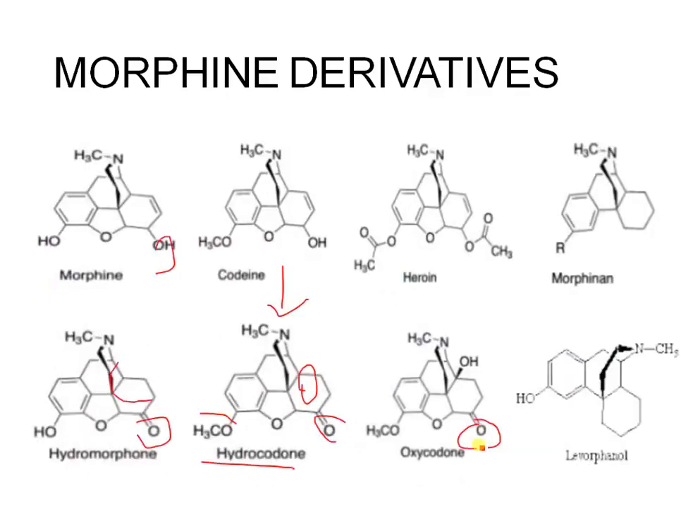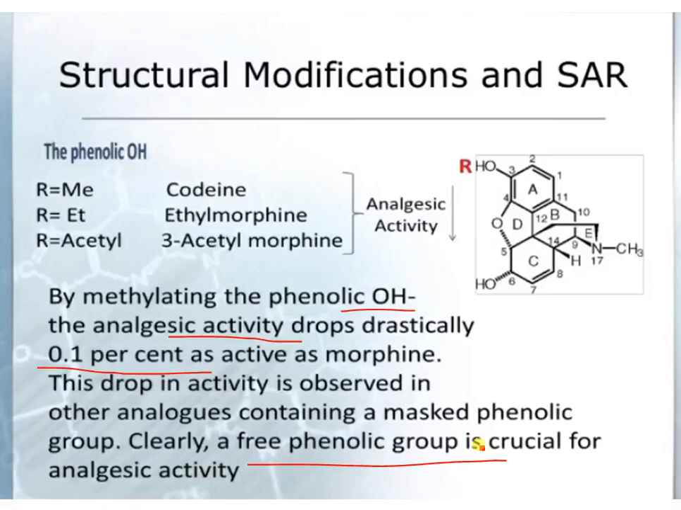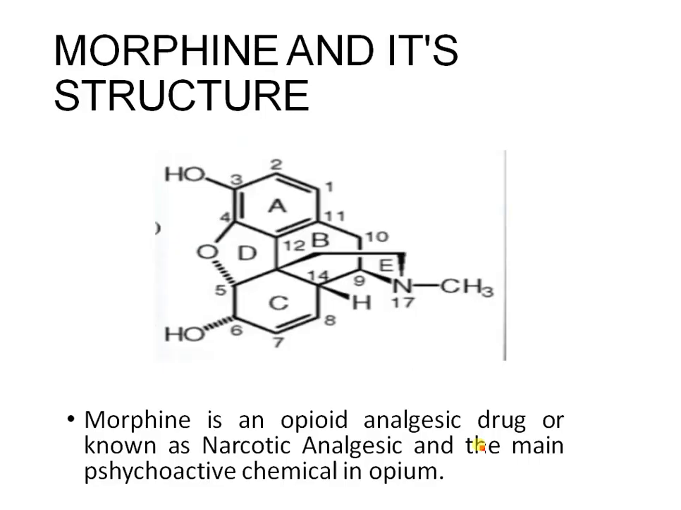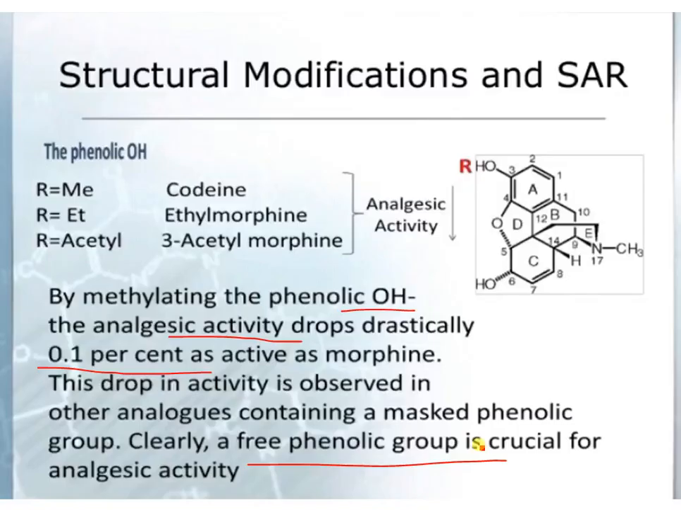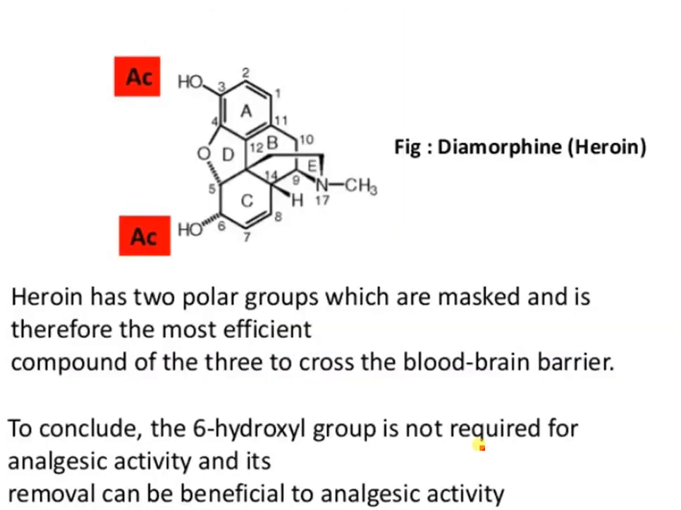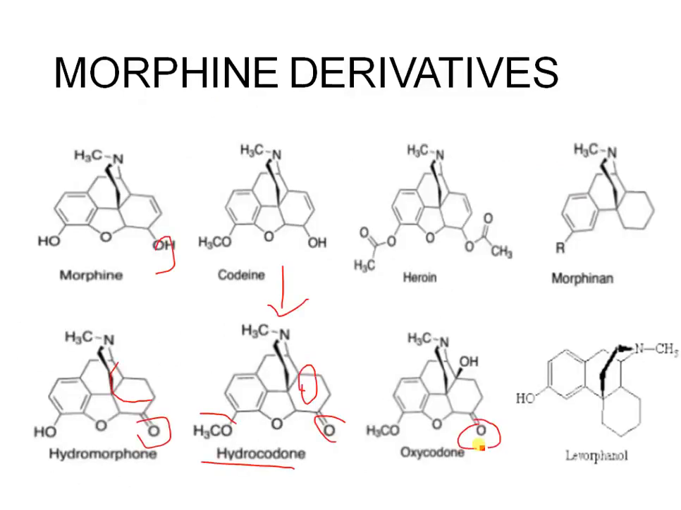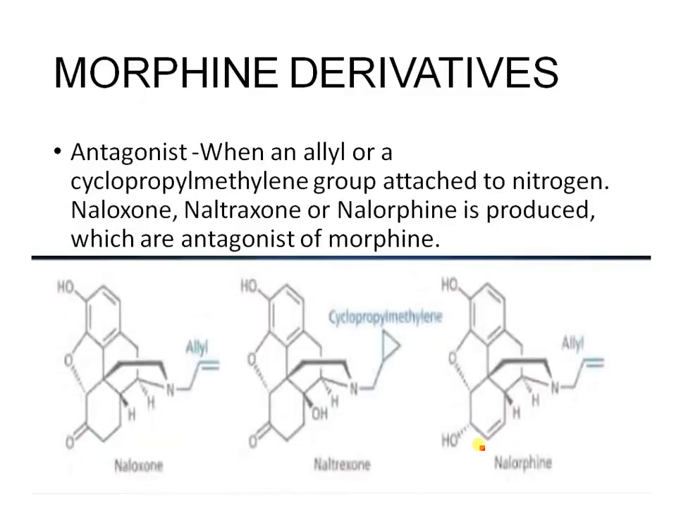This is regarding the SAR of morphine and structural modification: what morphine is structurally and chemically, and the SAR and derivatives of morphine with antagonistic effect.